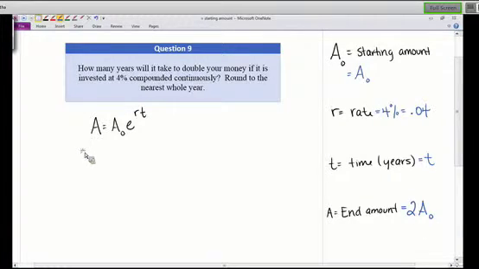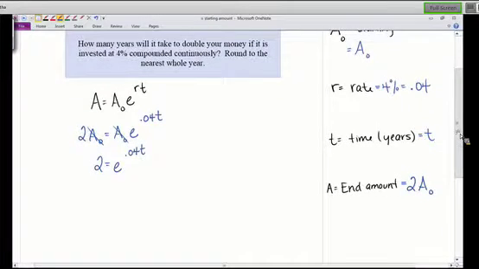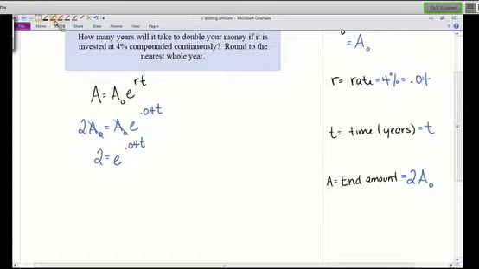We'll substitute in. So this gives me 2 a sub 0 is equal to a sub 0 e to the power of 0.04t. Now notice that you have the same variable on both sides, a sub 0, so a sub 0 is going to cancel out. We're left with 2 is equal to e to the power of 0.04t. Because the variable we're solving for is in our exponent, we want to take the ln, natural log, of both sides of our equation so that we can bring down our exponent to the front.